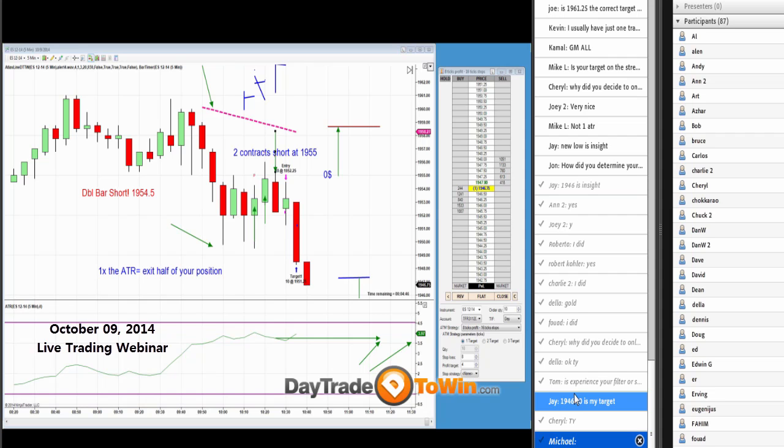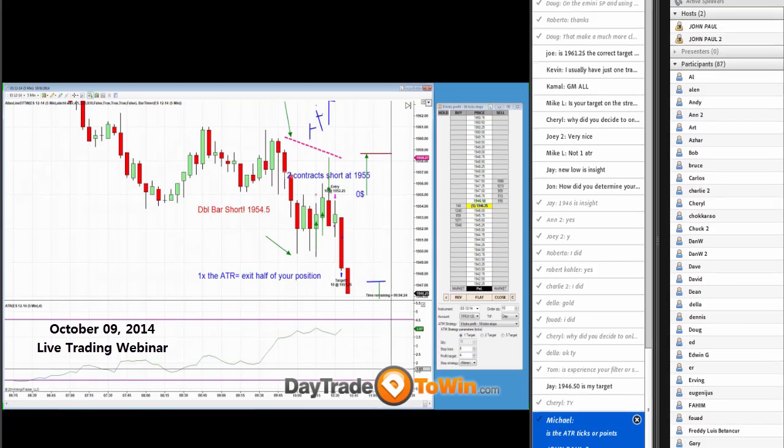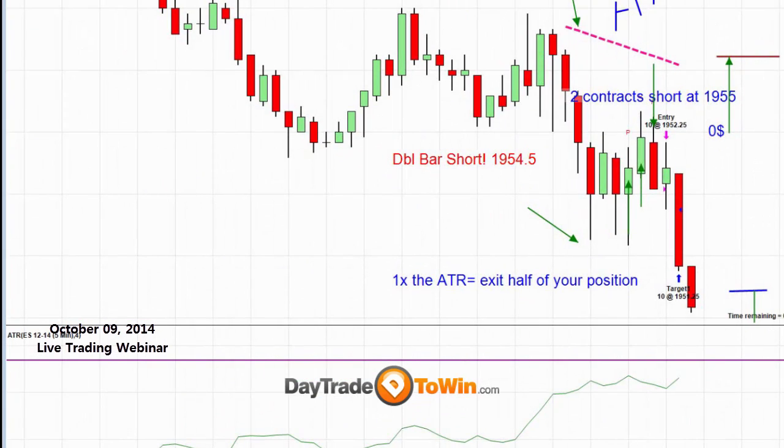Michael says here, is the ATR ticks or points? The ATR in this market, the E-mini S&P, is configured in points. So when I see here 3.97, it's 3.97 points, or 3 points, or 2 points, or 1 point. The ATR on currencies, so for example, here is the euro, right, with the Atlas line. Let me just expand this here.